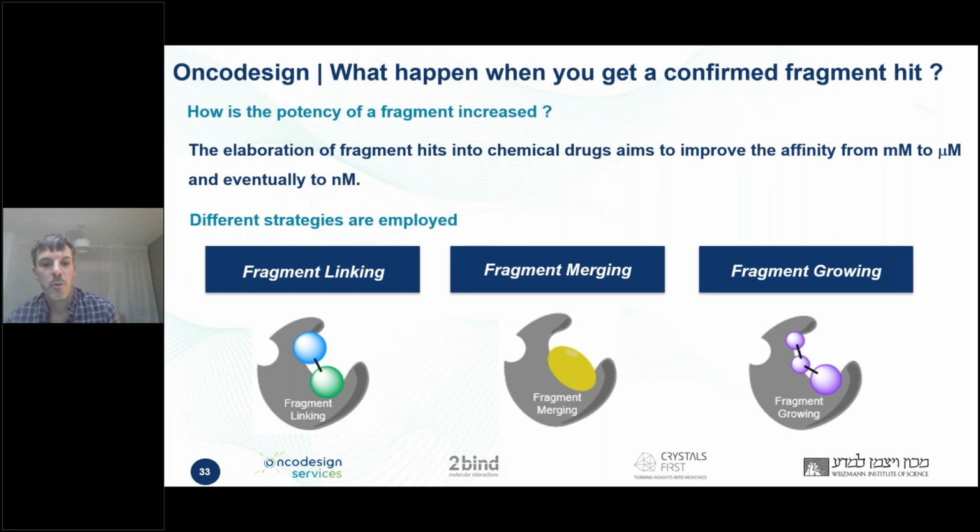Fragment linking, when you have different fragments in the binding site, and the strategy is to link them together with a linker for a synergistic approach and to gain in binding energy. Fragment merging, when you have identified different fragments in the binding site with an overlay, you can combine both to increase the potency. And finally, fragment growing, which is the most straightforward strategy, by adding chemical groups to the initial fragment to increase potency with acceptable physical properties. And the idea is to maintain the ligand efficiency in your lead optimization stage.